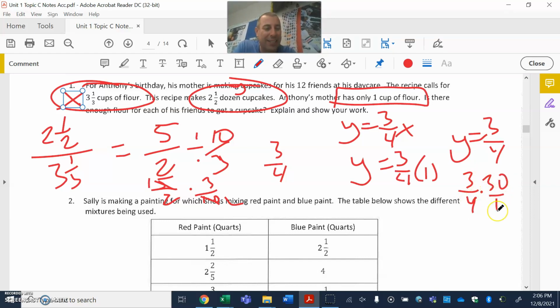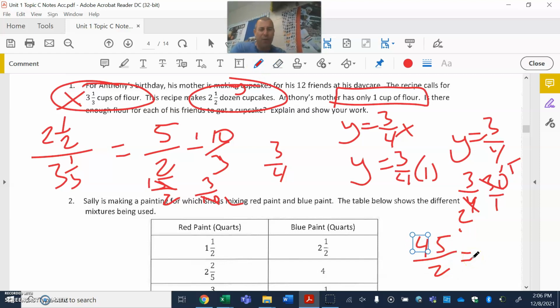That's 90/4. Oh, there was some cross division there. I'll take advantage of it. I hate to pass up cross division. Because of that, that'll give me 45/2. How much is that? That's 22.5 cupcakes. I made 22.5 cupcakes. How many friends? 12 friends. We got 22.5. We're good to go.